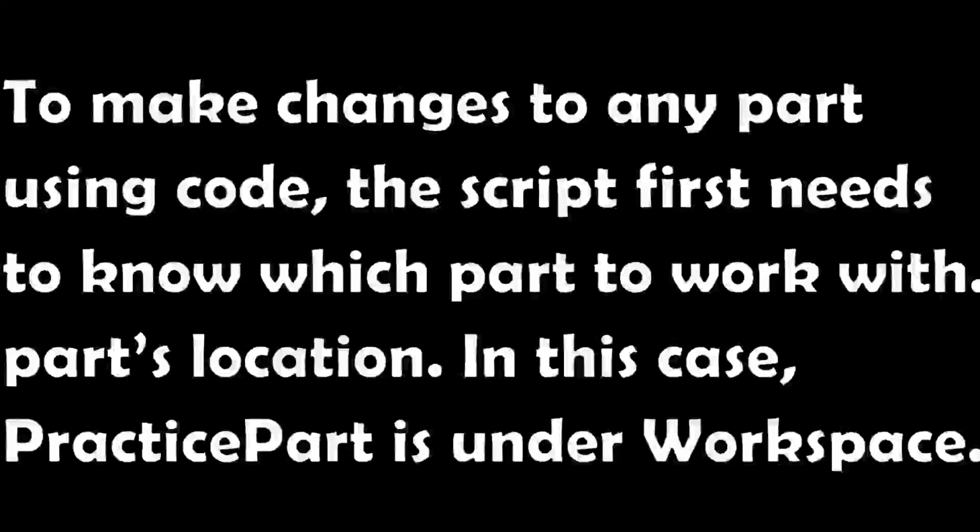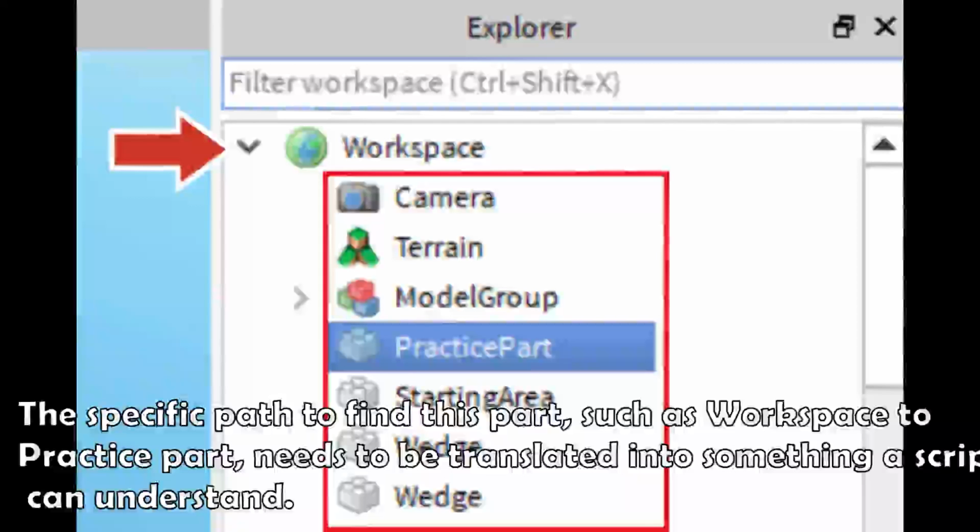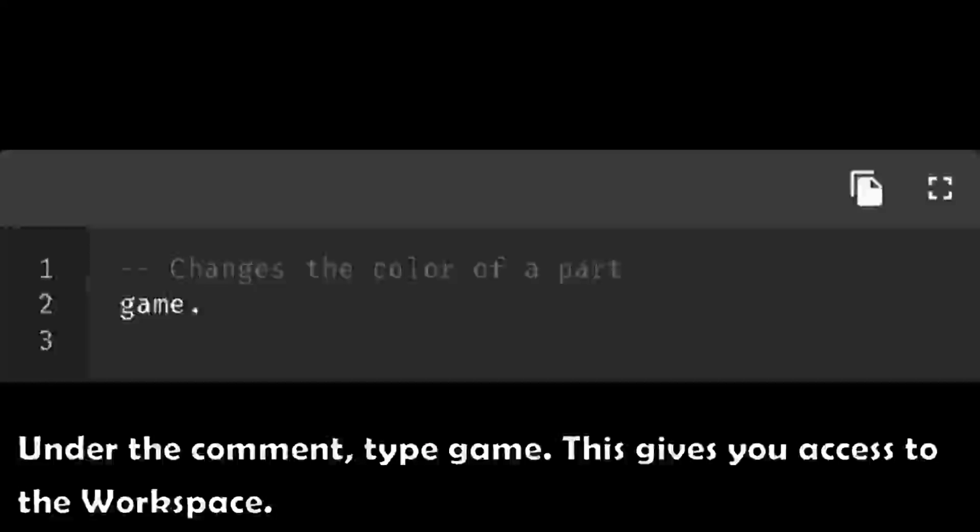To make changes to any part using code, the script first needs to know which part to work with. Use the Explorer to find the part's location. In this case, Practice Part is under Workspace. The specific path to find this part, such as Workspace to Practice Part, needs to be translated into something a script can understand. Under the comment, type Game.